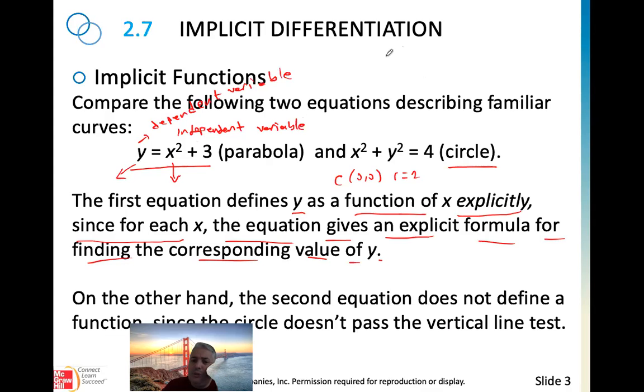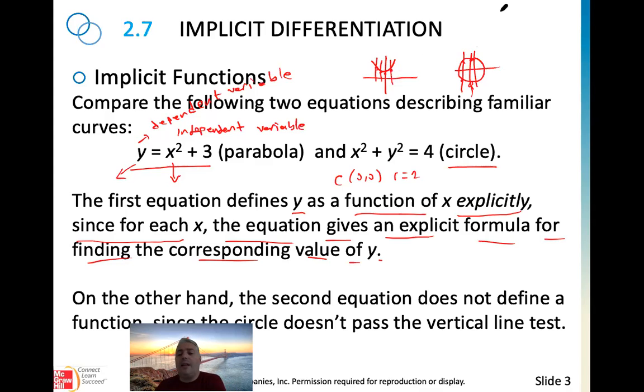Do you remember this one? Let me draw. So the first one will be x squared plus 3, this one. And the second one is this one. So what was the vertical line test? When we draw the vertical lines, if it cuts only one point, okay, this is a function, but when it cuts two different points, it is not a function. It is till here. Do you have any question?